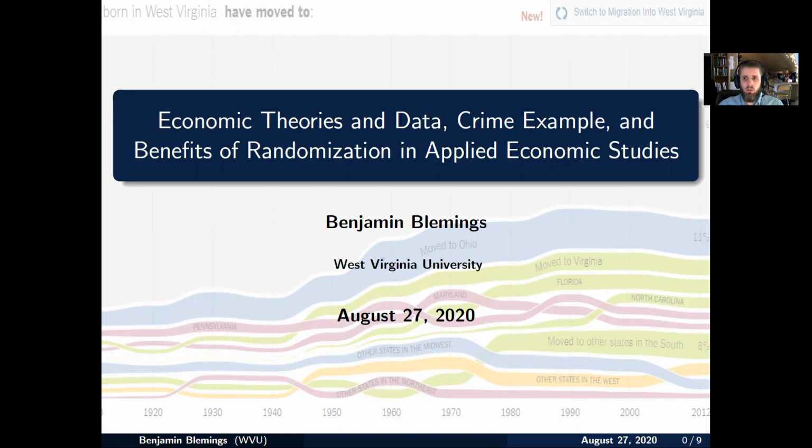Today, we're going to do the first actual content of the course, and that is about economic theories and data and the interplay between them. I'm going to briefly expand on that using this crime example, and then finish up with a quick discussion of how some type of randomization helps maximize the value of learning about economic theory with data.